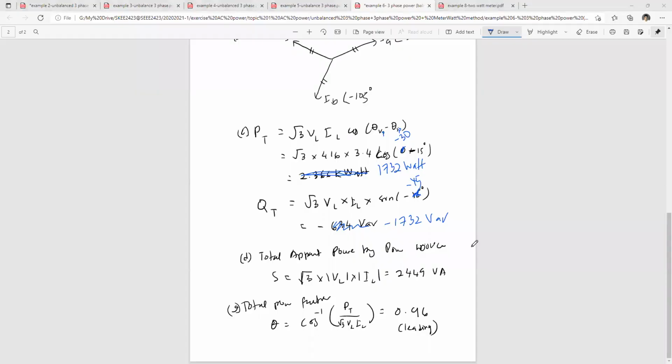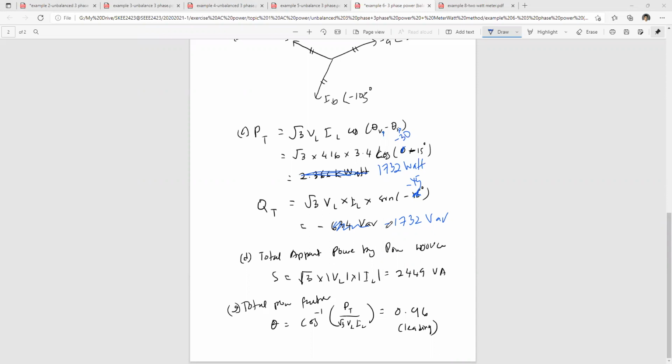After doing the calculations, the total power is 1732 watts, while the total reactive power is negative 1732 var. Why negative? Because it is capacitive. And if you put the sine of negative 45 also, you will obtain negative values.